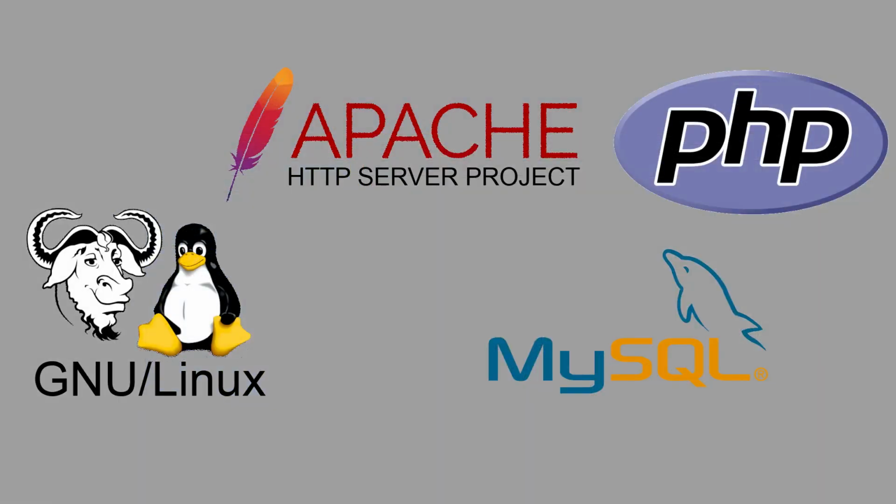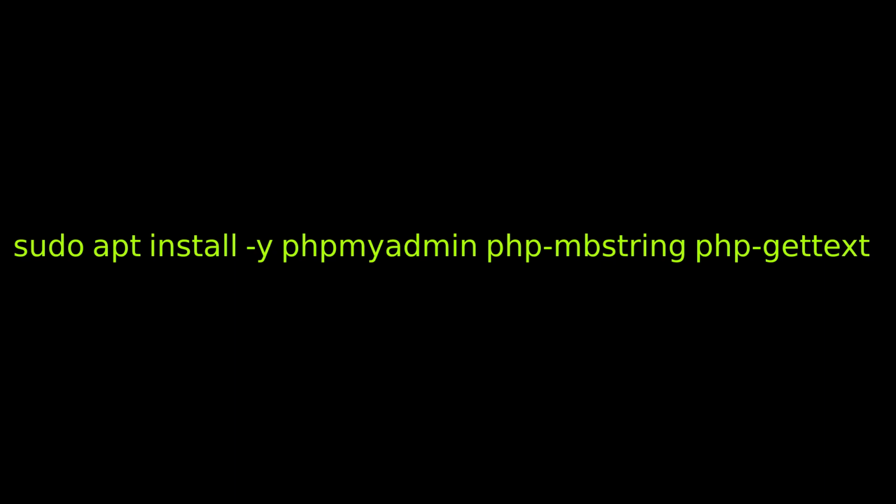So once you have everything installed, you can work with the text mode of MySQL if you want, but if you want the GUI, you have to install phpMyAdmin. You can again get it from the software manager or type this in the terminal: sudo apt-get install -y phpmyadmin php-mbstring php-gettext. After it's installed, you can restart Apache with sudo systemctl restart apache2.